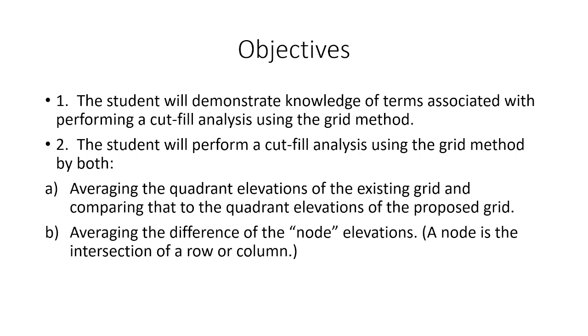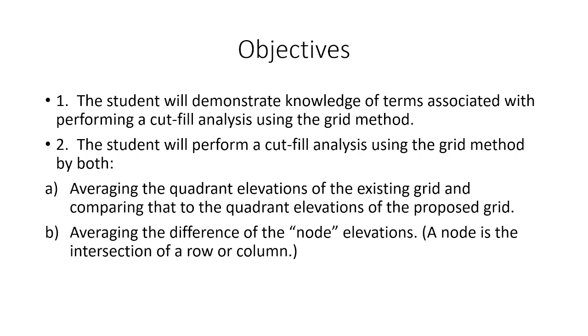Now, that's one way of doing it, and this is another one. These really kind of overlap, and as I went through this, I was trying to see the differences. The first one, we're going to average the quadrant elevations, not so much talking about these corners, which we will get into in item B. The other method is averaging the difference of the node elevations. A node is the intersection of a row or column in a grid. So that's the corners where they would touch each other, where the grid intersects.